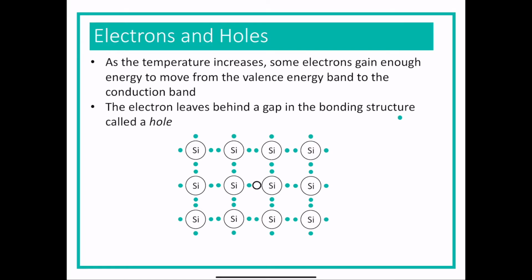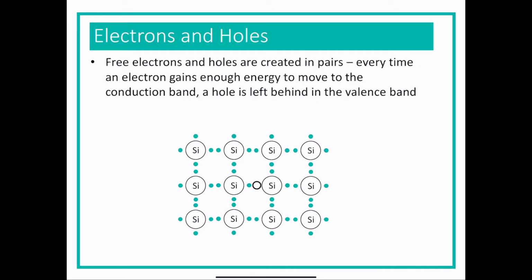So anytime an electron gets enough energy, it basically leaves holes behind. And then you have a bunch of holes in the valence band. The electrons have gone off to do something else. They are no longer involved with the actual structure. They're still floating around within the crystal, but they're not bound to any particular one atom.